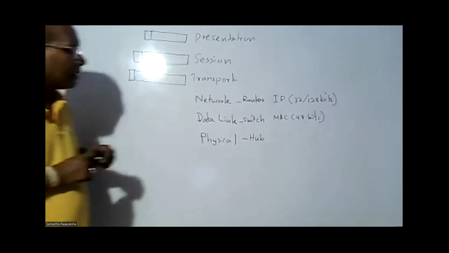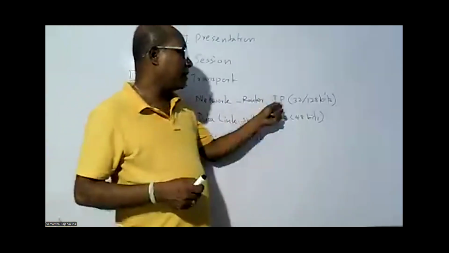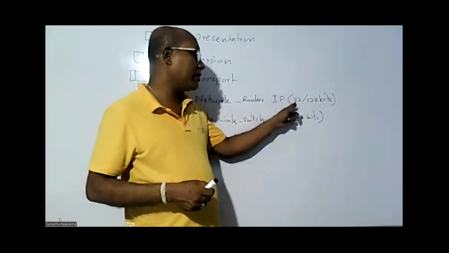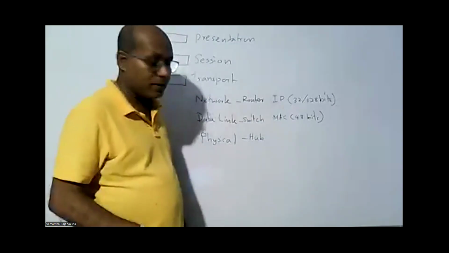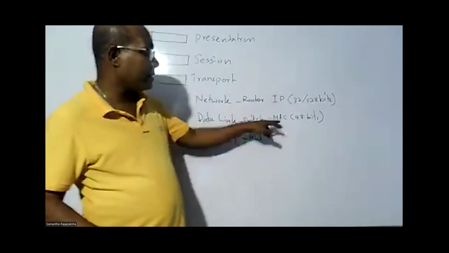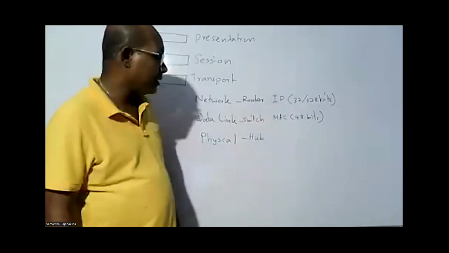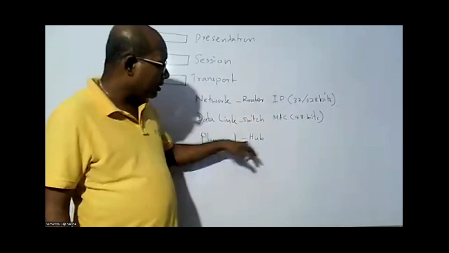Remember that. Network layer will use the IP address. Version 4 is 32 bits, version 6 is 128 bits. And then we will use a MAC address, meaning media access control address, which is 48 bits. Physical layer will not use any addresses.